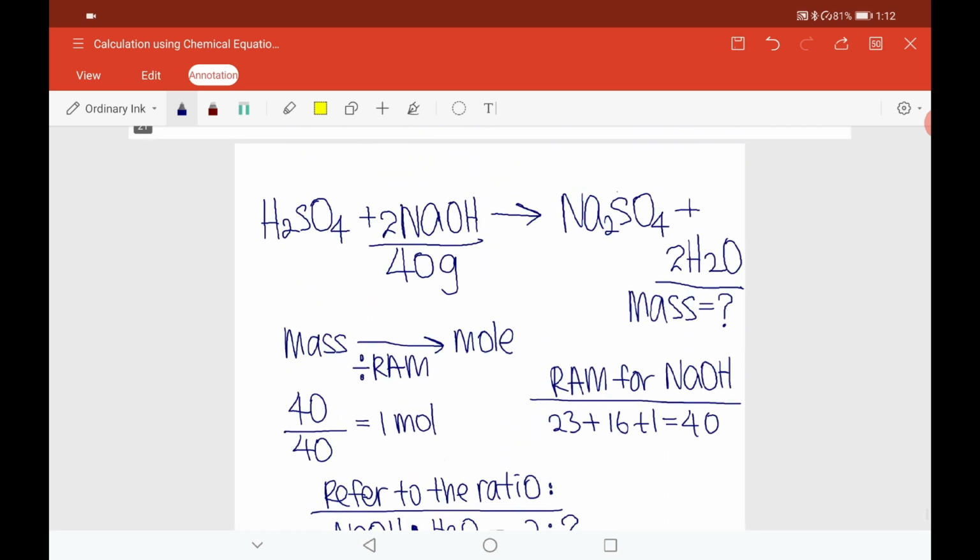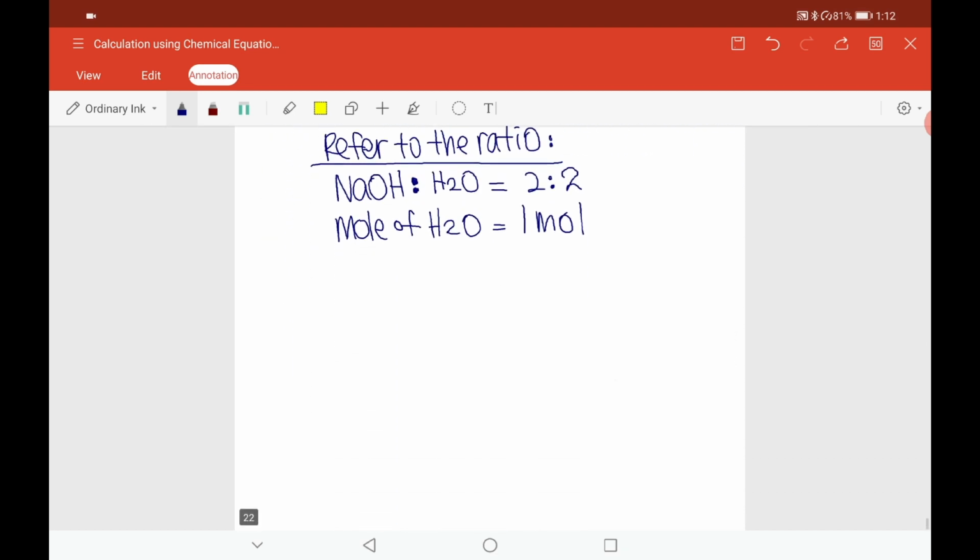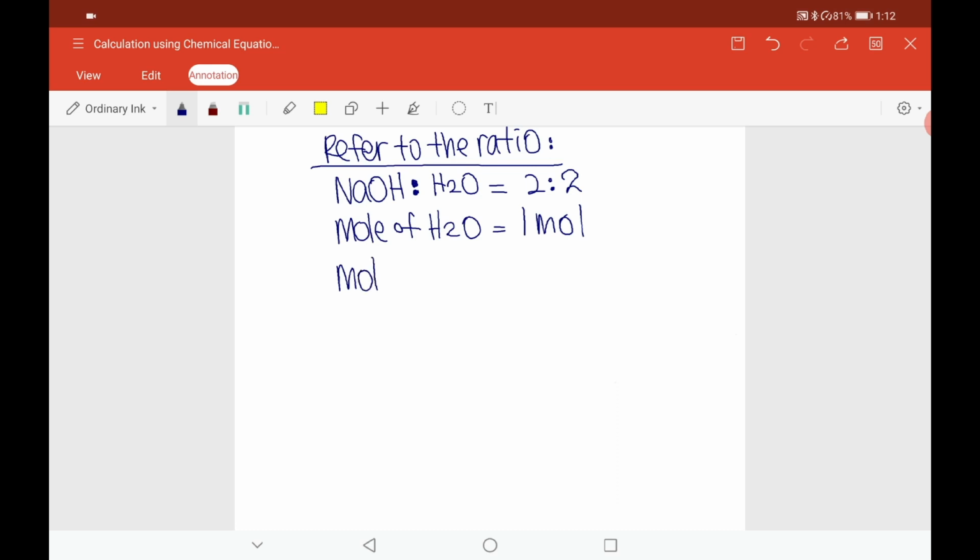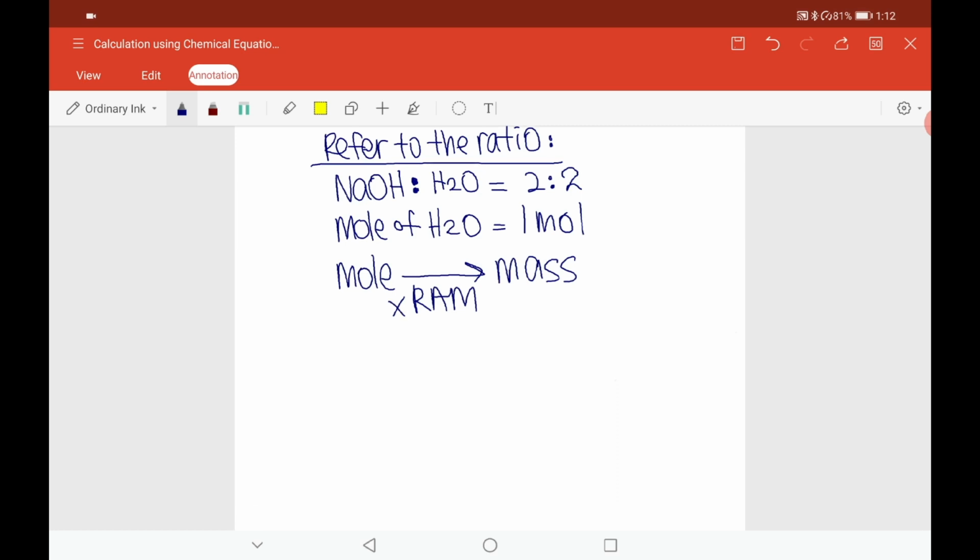So let's do the final step, the mass. The final step is the mass. So how to find the mass? When we have mole, we can convert mole to mass easily. Mole and mass we can convert using RAM. So mole can change to mass by using multiplication. Our mole is 1 mole. So now we need to find the RAM.